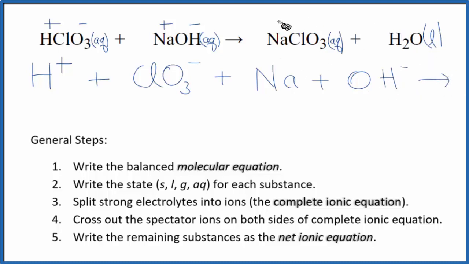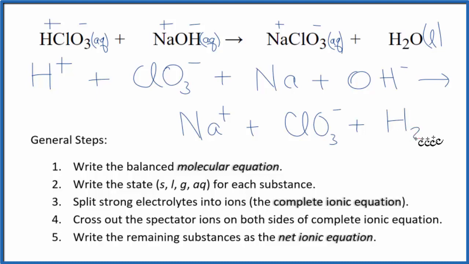In the products, we have plus and minus, so we'll have Na+ and then ClO3-. We don't split liquids apart in net ionic equations, so we're just going to put H2O here. This is the complete ionic equation.